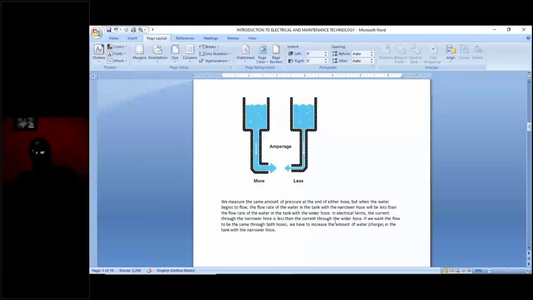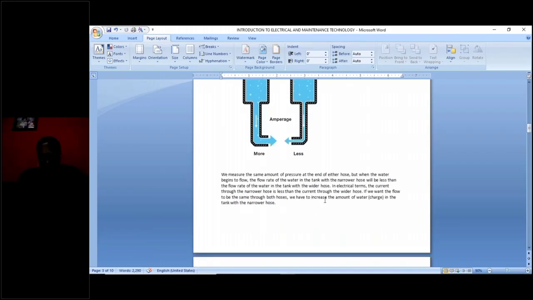So we measure the same amount of pressure at the end of each hose. But when the water begins to flow, the flow rate in the tank with the narrower hose will be lesser than the flow rate in the tank with the wider hose. You understand? So in electrical terms, the current through a narrower hose is less than the current through a wider hose. If you want the flow to be the same through both hoses, we have to increase the amount of charge, or we increase the width of the hose.